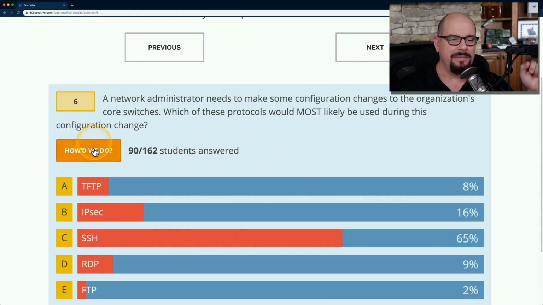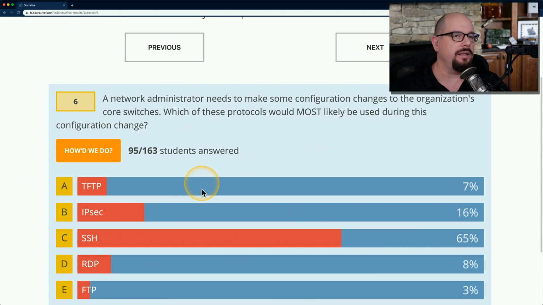Occasionally I do give you those gimmies. Let's see how we did. Not as much of a gimme as I thought, actually. So 65% of you chose SSH, which I thought would be a bigger number. But maybe we just haven't used enough SSH to be able to know that that was the right answer we were looking for. IPsec was answered by 16% of you. 8% of you chose RDP, and 7% of you chose TFTP, and then 3% of you chose FTP.